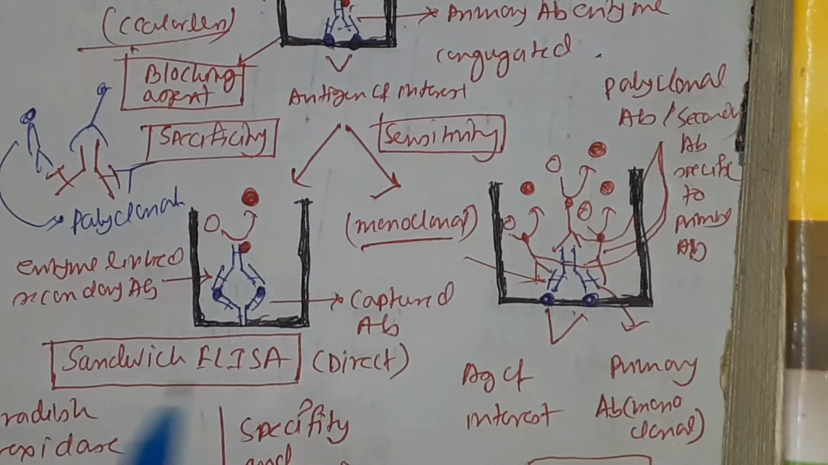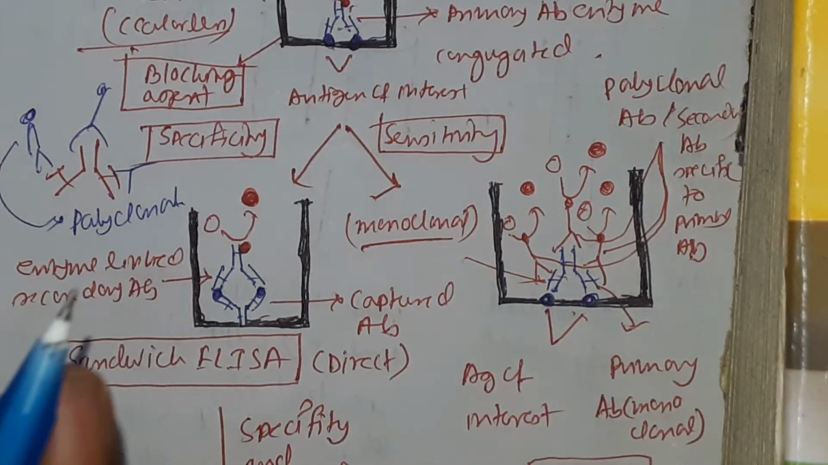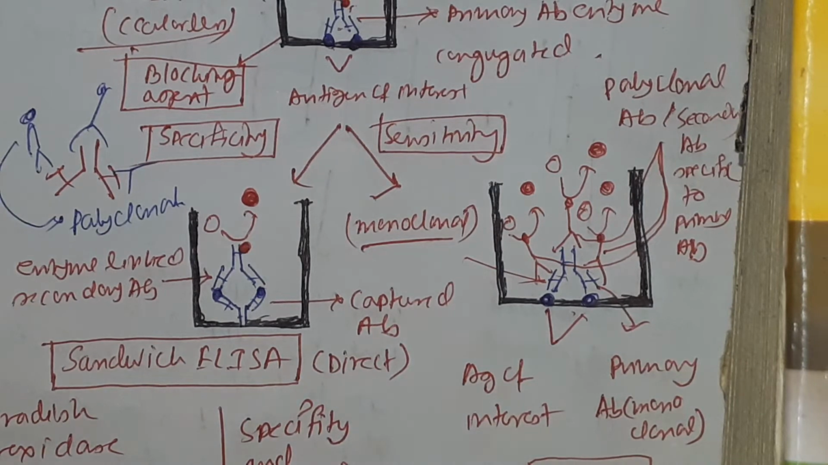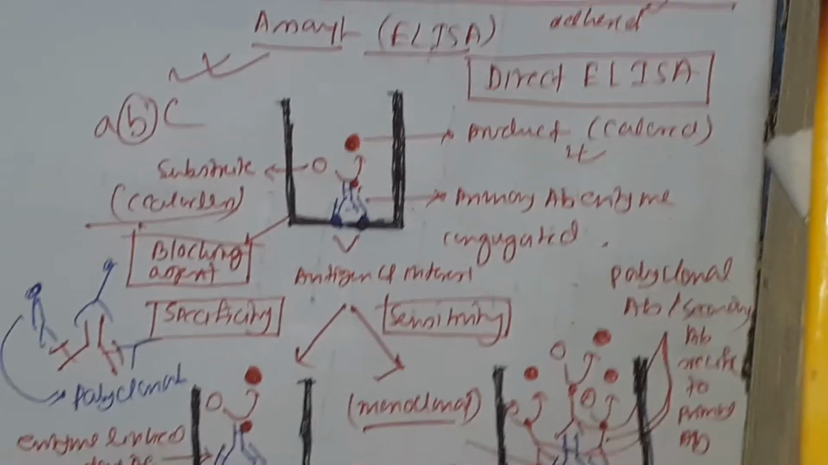Remember one thing here, the problem of sensitivity, when we are talking about a very complex sample containing multiple antigens, can be solved with the help of this indirect ELISA technique. Here the primary antibody is monoclonal and the secondary antibody is polyclonal, showing specificity towards different epitopes of the primary antibody. Okay, so I hope it is clear. So it is our indirect ELISA technique. Now let's move.